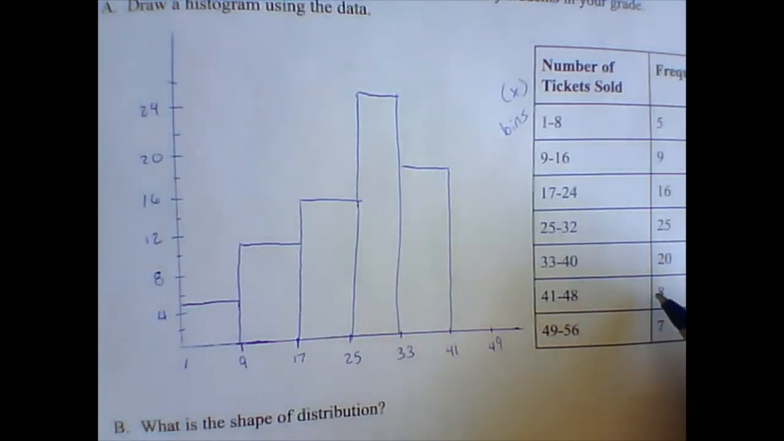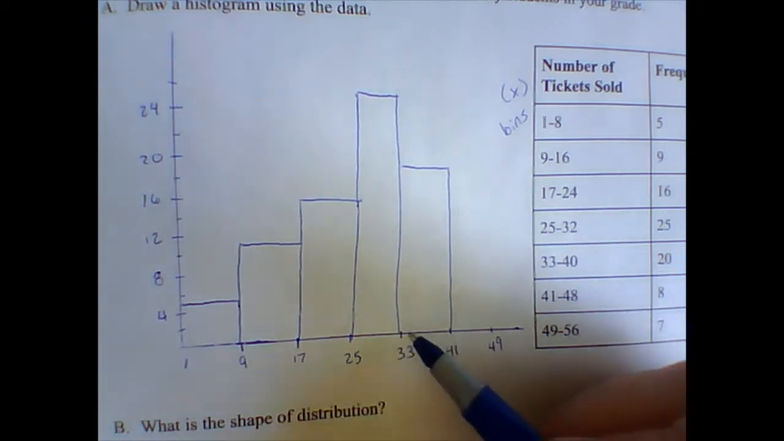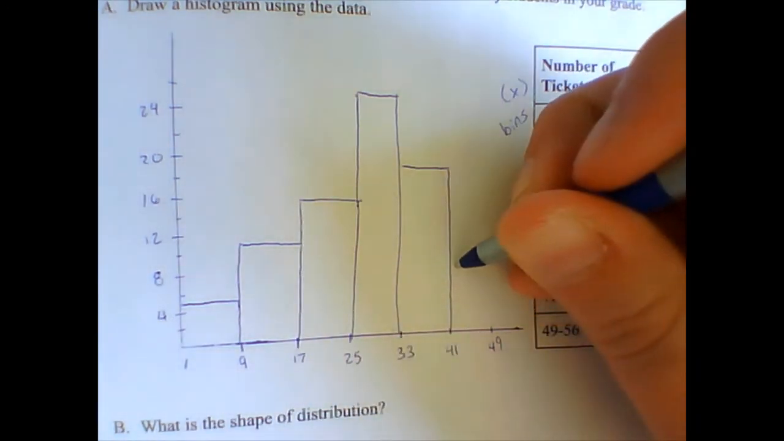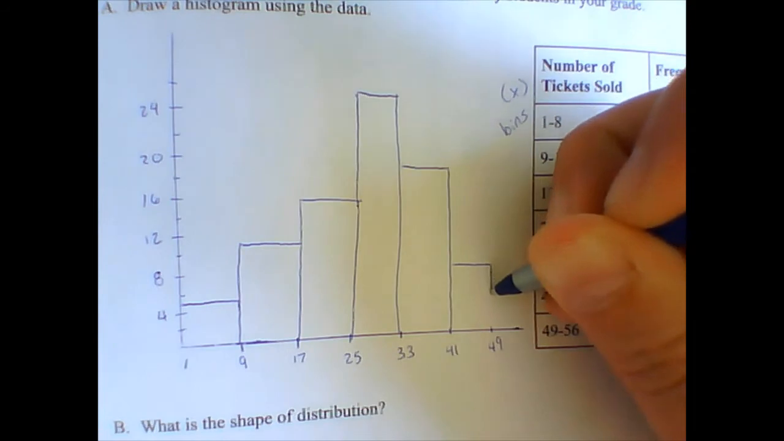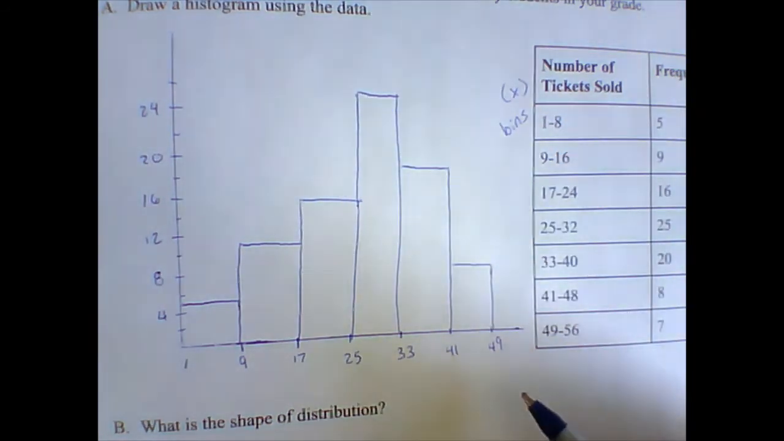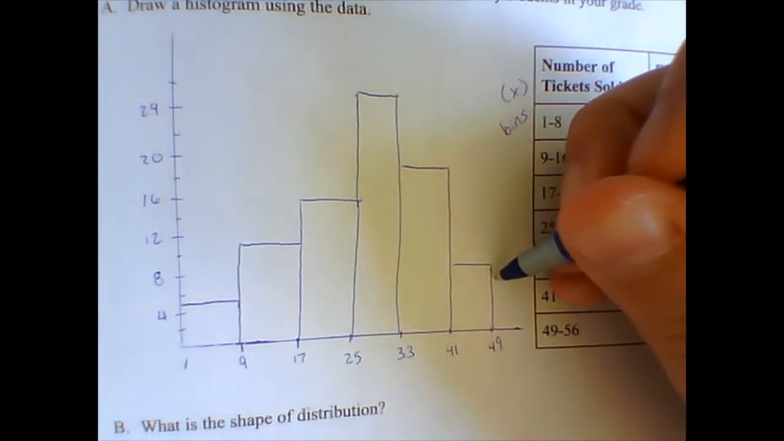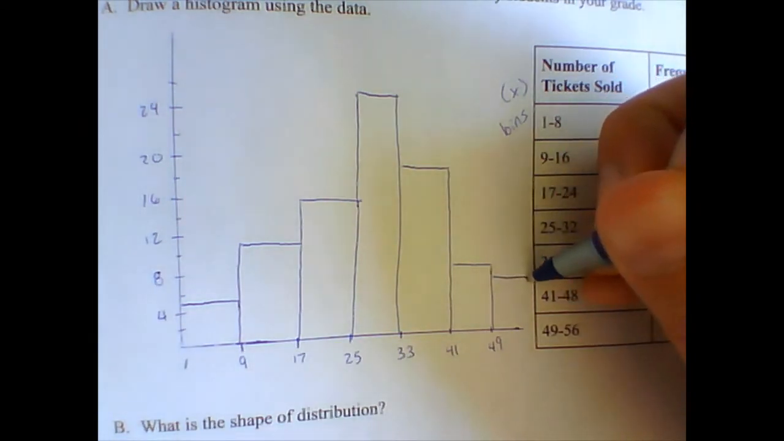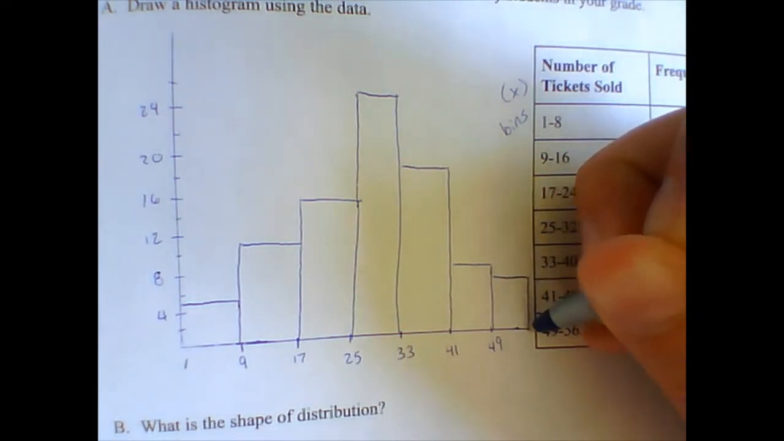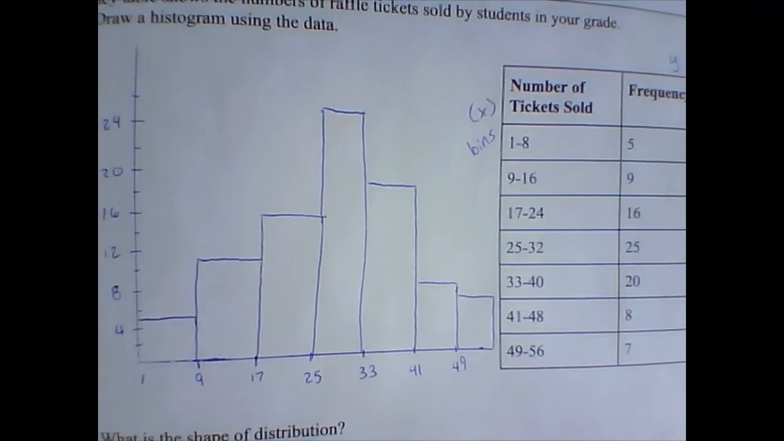41 to 48 has a height of 8. And then 49 starts the last one, and between 49 and 56, there were 7 people who sold that many tickets. So not a lot of people sold that many tickets.